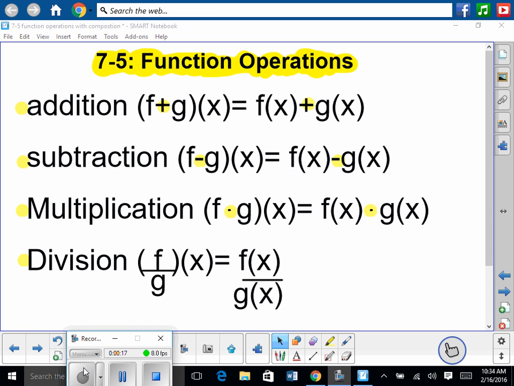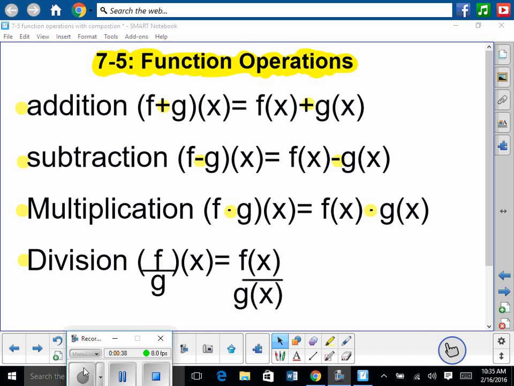We're going to start out with function operations, which we just learned in 7-6. So we learned these few operations. Addition: if we have f plus g and they're both functions of x, that's simply f of x plus g of x. So you can just split it apart. Just new notation, right? And then if we have subtraction, f minus g, that's f of x minus g of x.